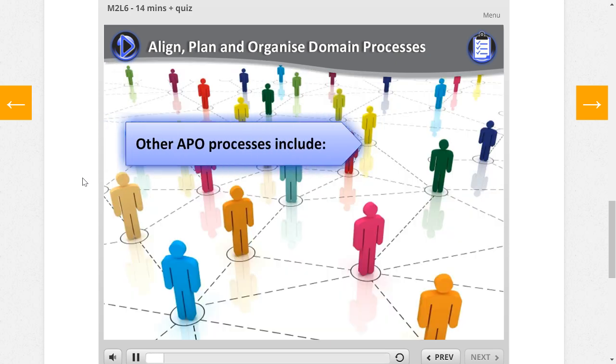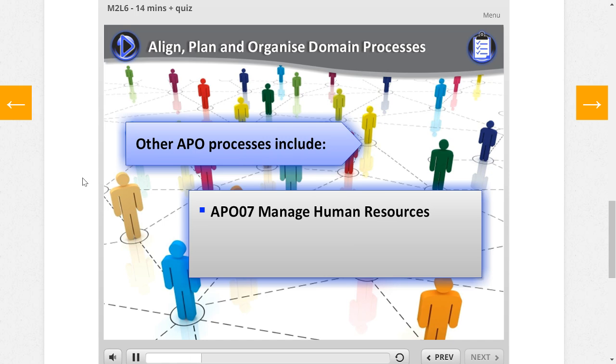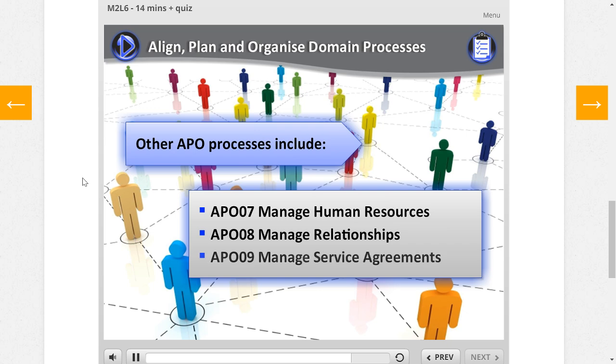3 more APO processes are APO 07. Manage human resources. For example, ensuring that staff are appropriately trained. APO 08. Manage relationships. Specifically, managing the relationship between IT and the rest of the enterprise. APO 09. Manage service agreements.